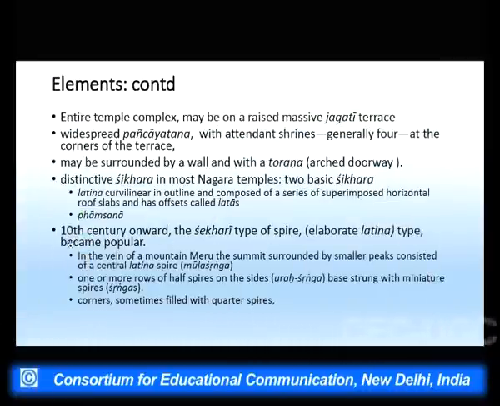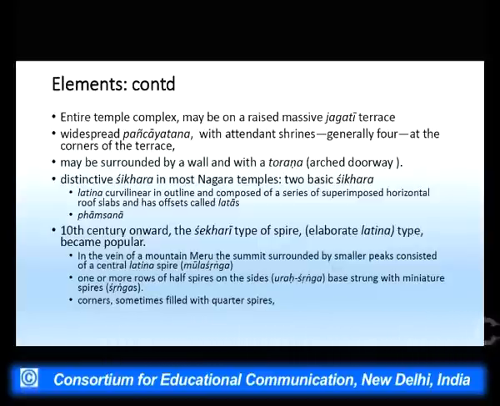Now from the 10th century onwards, the Shekhari type of shikhara becomes very important. And this is just an elaboration of the Latina shikhara. It's still curvilinear, but it is in the vein of the mountain Meru. A lot of inscriptions say that the temple being built is like Mount Meru, and Meru is the most sacred of all mountains. Like a mountain chain, it has smaller shikharas, or smaller peaks, that surround the central Latina spire, which is known as the Moolashringa.